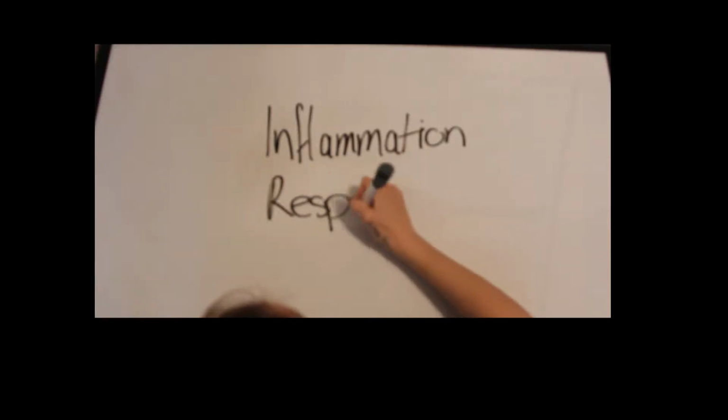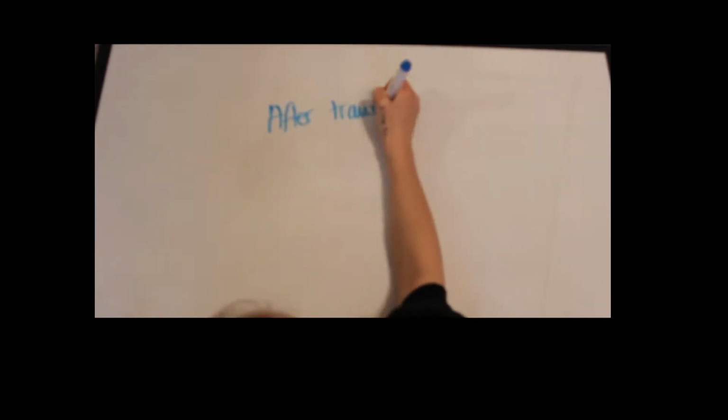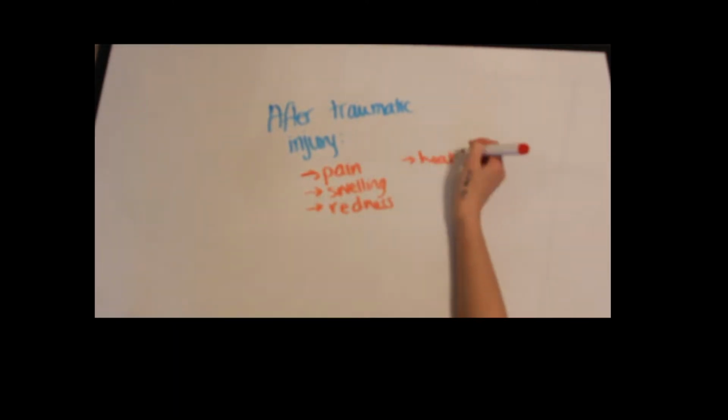There are 3 stages during the injury process. The first of these being the inflammatory phase. Inflammation is the body's natural response to a traumatic injury. During this stage, pain, swelling, redness, heat, and loss of function can occur.